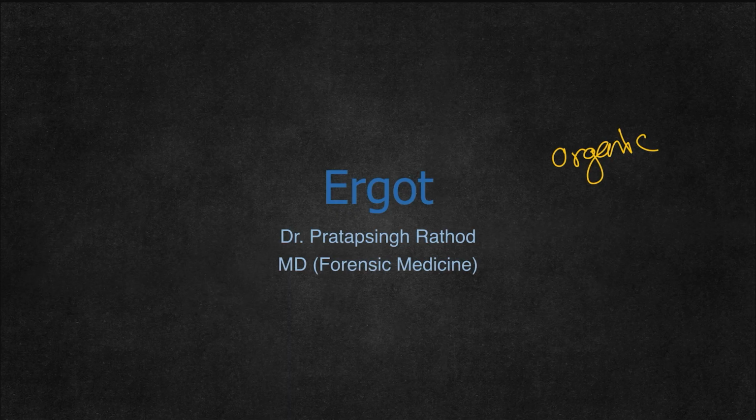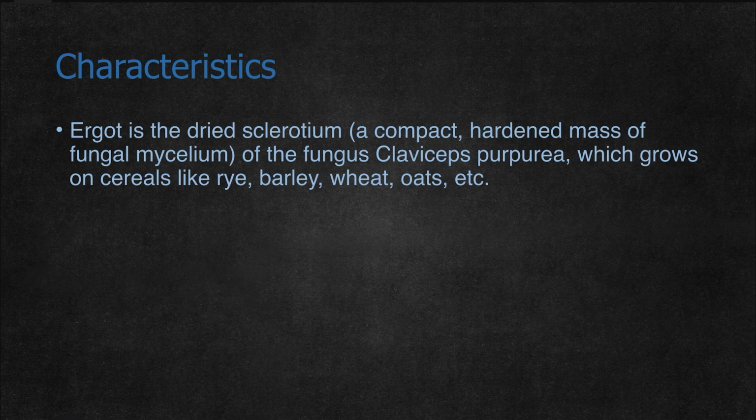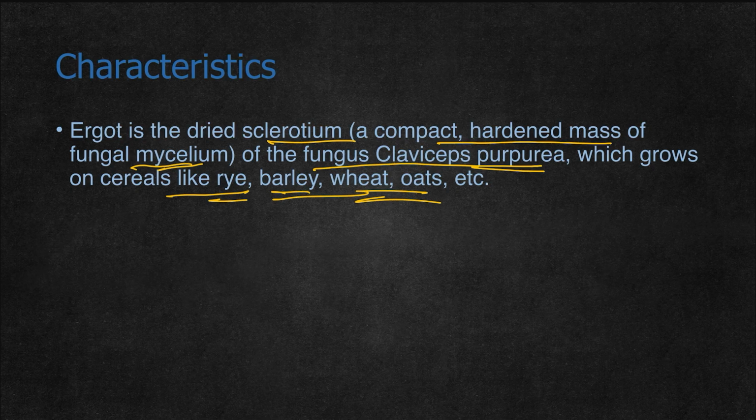Today in this video, we'll continue with organic latent poisons. In that, we'll discuss ergot, which is a form of fungus that grows on cereals. Ergot is the dried sclerotium of the fungus Claviceps purpurea. The sclerotium is nothing but a compact hardened mass of fungal mycelium, which grows on cereals like rye, barley, wheat, and oats.